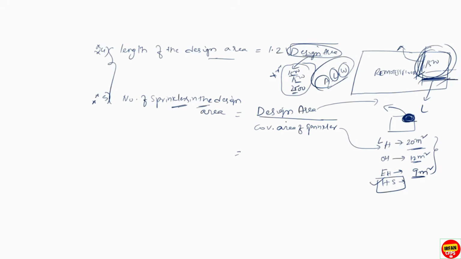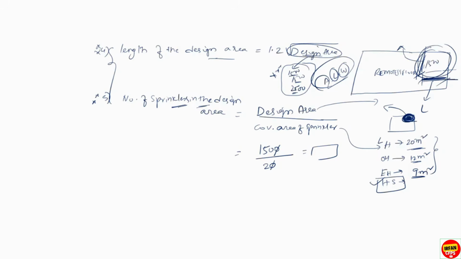So here, what is the design area? 1500 square feet for light hazard, right? Divided by the coverage area of the sprinkler. The coverage area you already know, 20 square meters for light hazard. So you will get some value here, right? So 150 by 2, how many sprinklers will you get? 7.5, right? If I'm not wrong, just a moment.